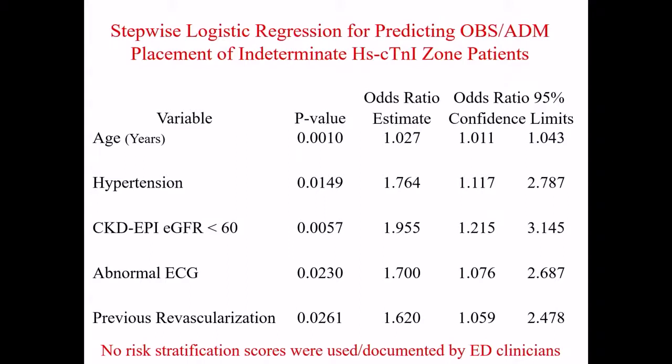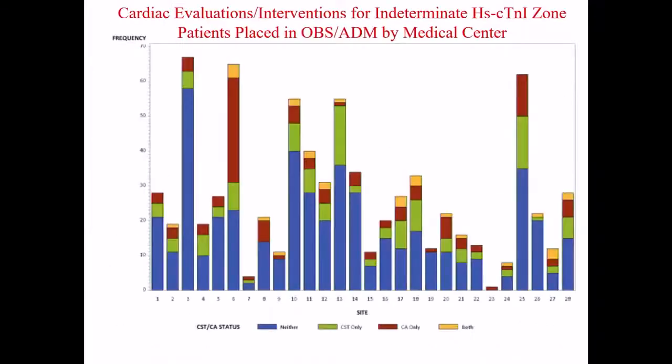In this study, there were no formal risk scores that were used or documented. So it was the ED guys thinking of what am I going to do with the patient and making a decision. I don't know what the weight of each of these is, but these are the things they looked at. And in individual patients, they may have looked at one of these more than another. I don't know.